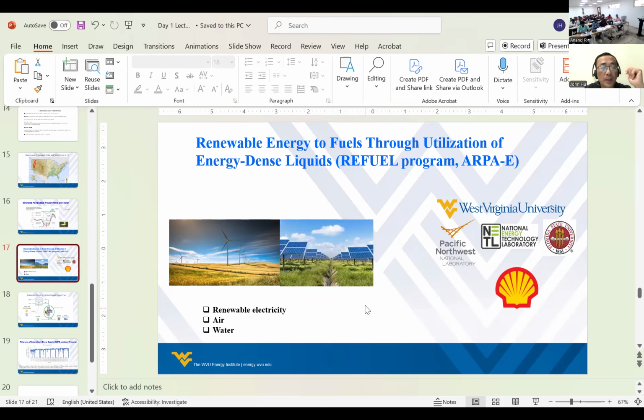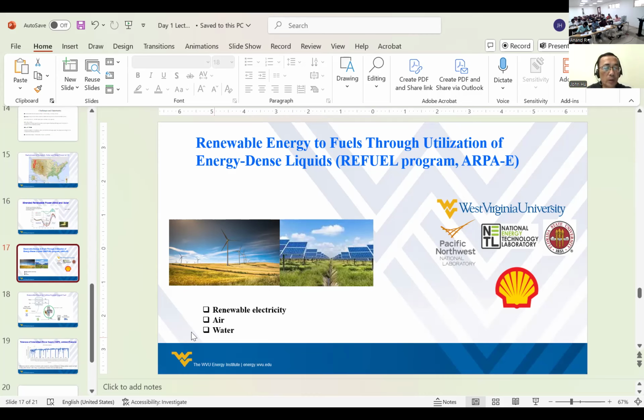So I basically lead a team. I'm the principal investigator. You see this team, West Virginia University. You see the logo Shell, and also the national labs, Pacific Northwest National Laboratory and NETL. We had this project starting from 2016 and operating until 2023, six years. The data I'm going to show you today and tomorrow, you will see how we solve the problem. It's still not commercialized. We are solving the problem.